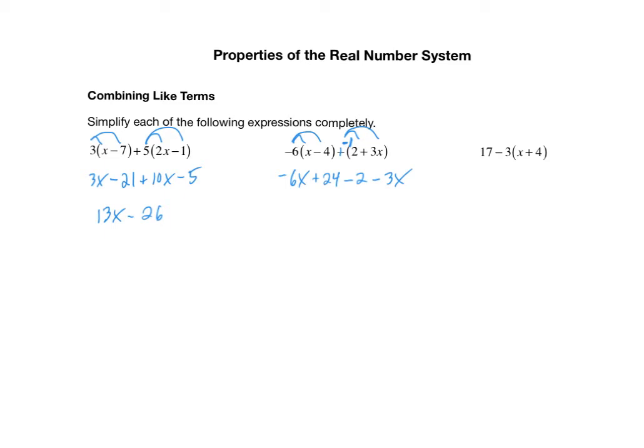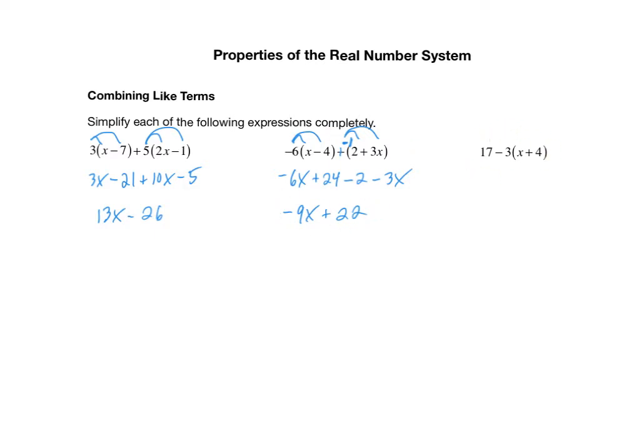Once you've done the distributing, then we can combine the like terms. You've got negative 6x minus an additional 3x puts you down at negative 9x. And we've got 24, take off 2 gives us 22. This expression is equivalent to this one, but it's much simpler.